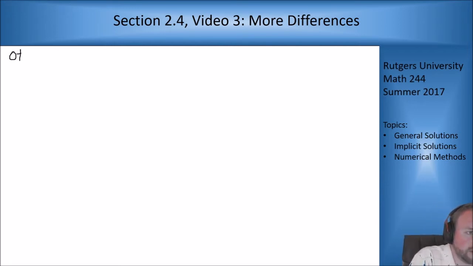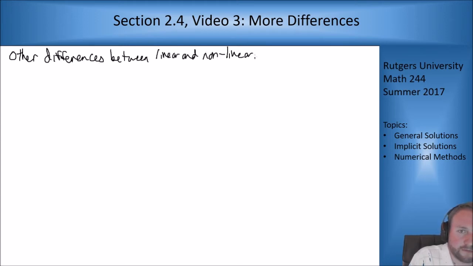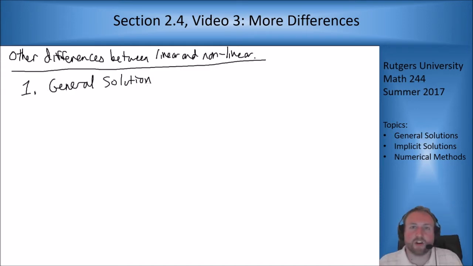So, other differences between linear and nonlinear. First, we're going to talk about the idea of a general solution. For linear equations, we get a solution that has a constant c in it, and using that c, I can get any solution I want to the ODE. Up to picking that constant c, I have found every solution, in the form of something plus c or something times c, depending on your actual formula.